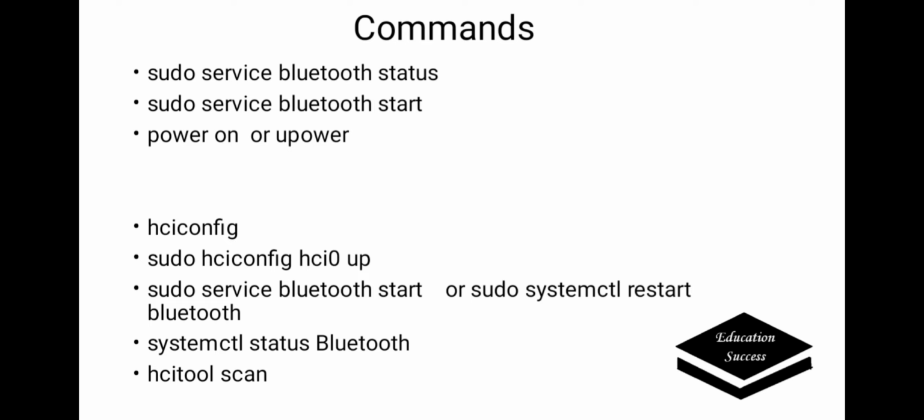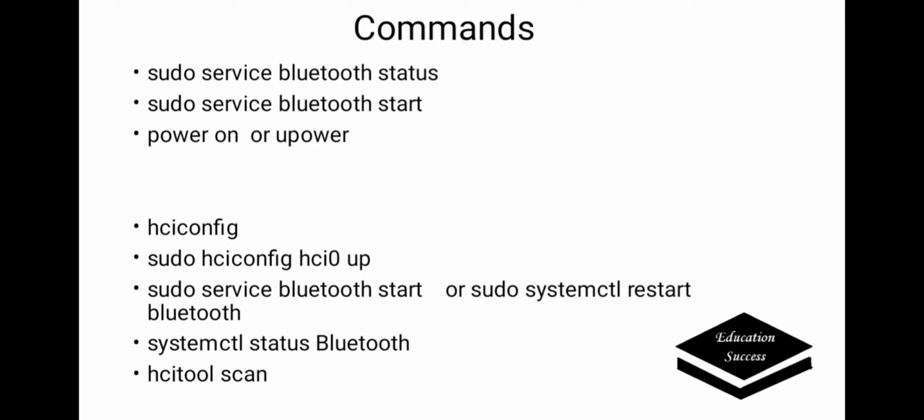To check the service or to start the service, we can use the command sudo service bluetooth start. Now we want to make it up, so you can use the power on command or up power command. After that, we are using BlueZ commands from the hciconfig. So the first command is hciconfig. Next, we will set it up, so sudo hciconfig hci0 up.